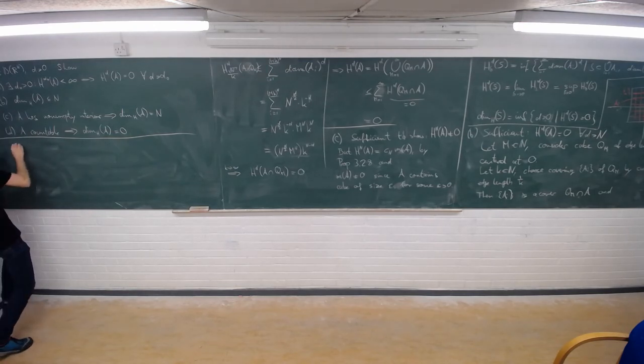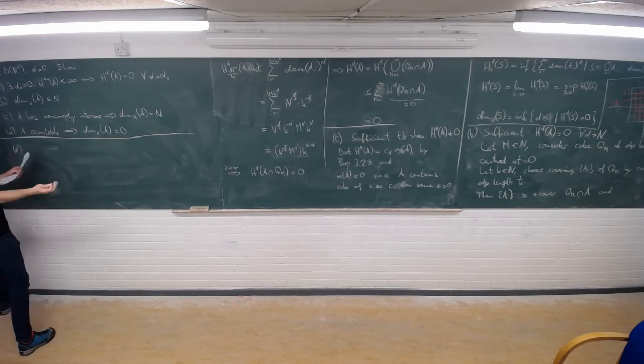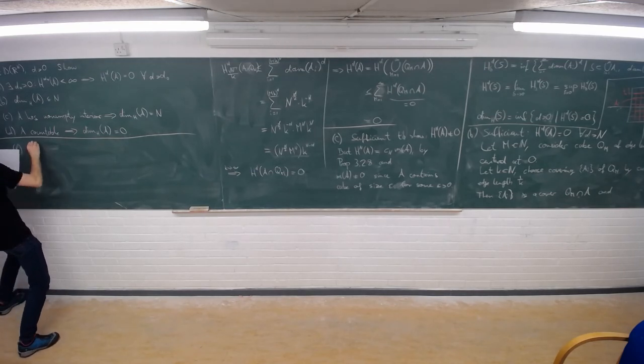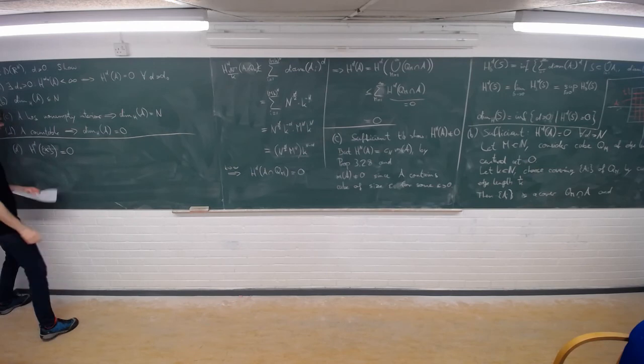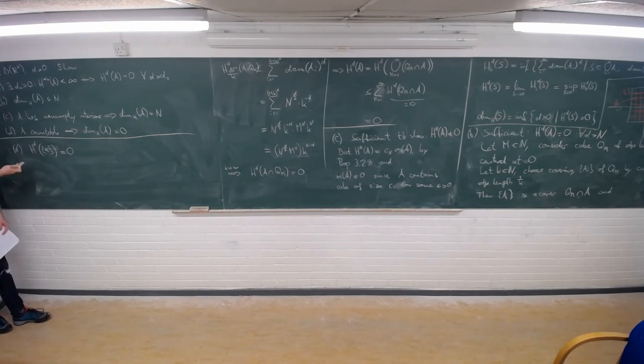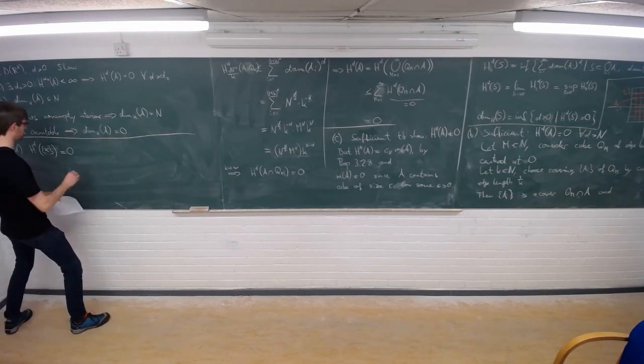So, proof of D. One can start by showing that HD of a single point is 0. Does anyone know how we can do this? Using the definition. Just cover it by a cube, small side length, and the length of 0. Right. So, yeah, that's exactly right.